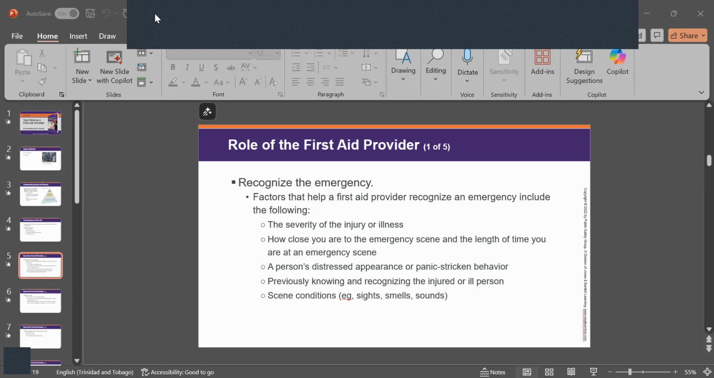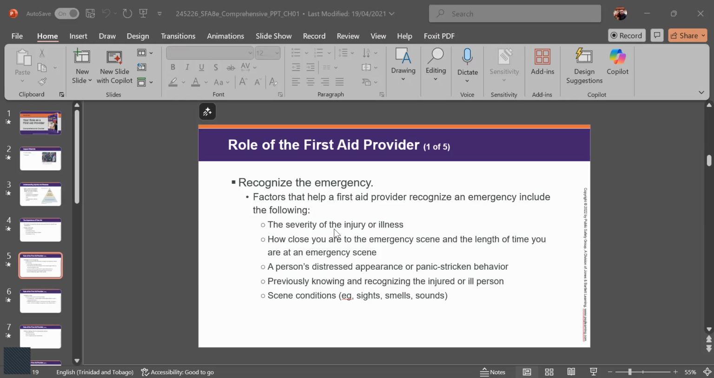One of the initial parts, and a very important part actually, of being a first aider is being able to recognize an emergency. And we have here some factors that will help a first aider recognize an emergency situation. So we have the severity of injury or illness. Give me an example of a situation, let's look at a medical condition, a heart attack, or a suspected heart attack. What's going to make you suspect somebody's having a heart attack?